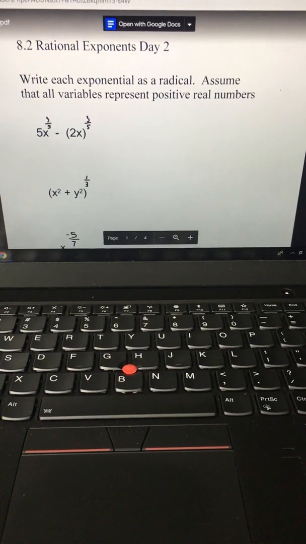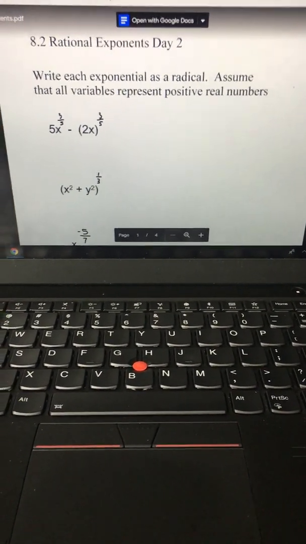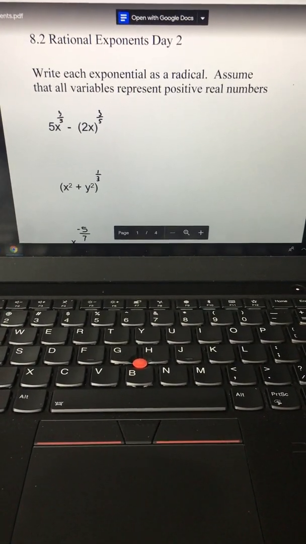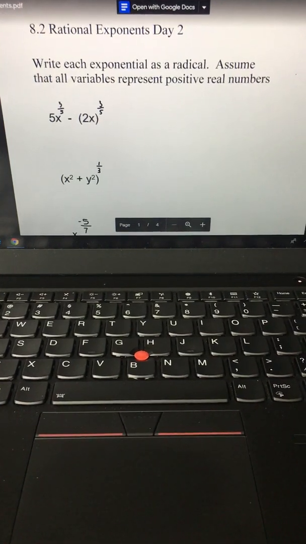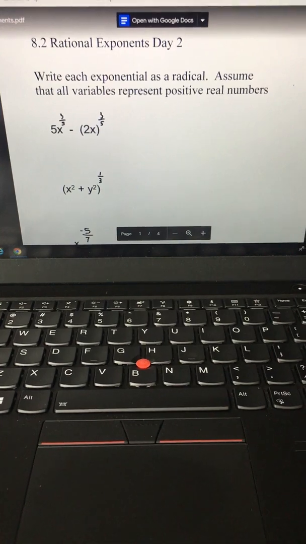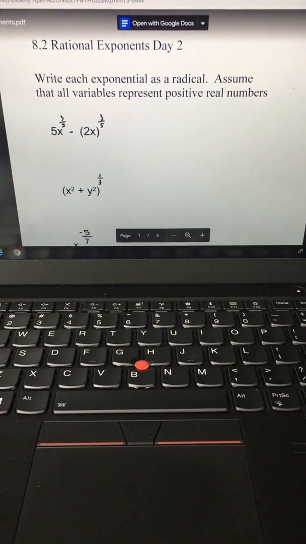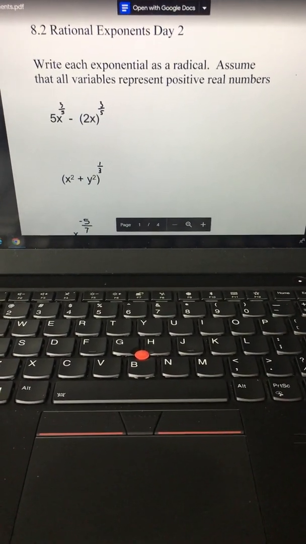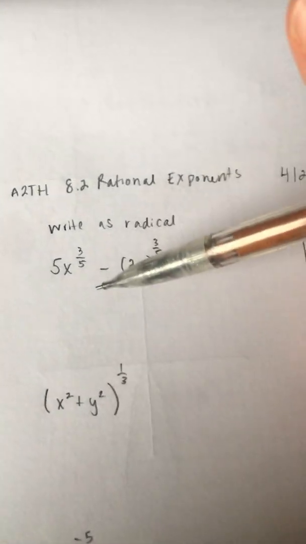So first, the directions say to write each exponential. We see that they have exponents, so that's why they're called exponentials, as radicals. Assume that all variables represent positive real numbers, and they say that because under roots we know if it's an even degree we can't have negatives. All right, I'm going to go ahead and start my first example. Lots of examples today, so bear with me.